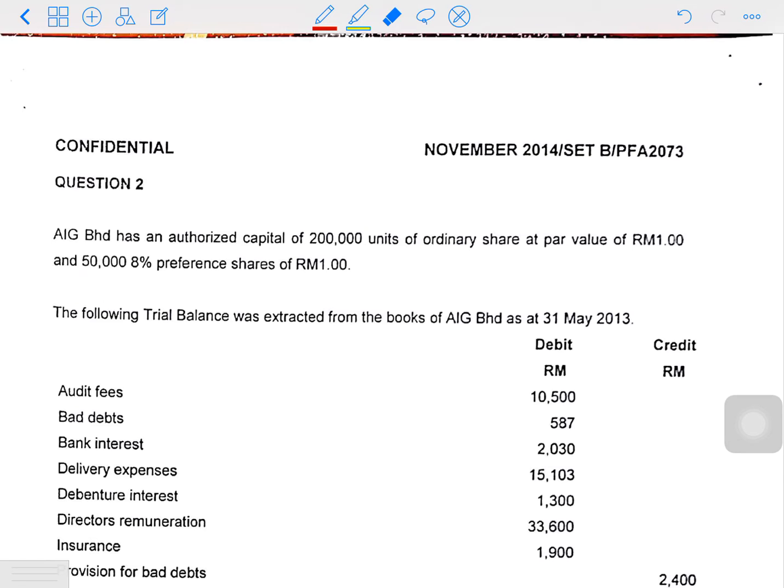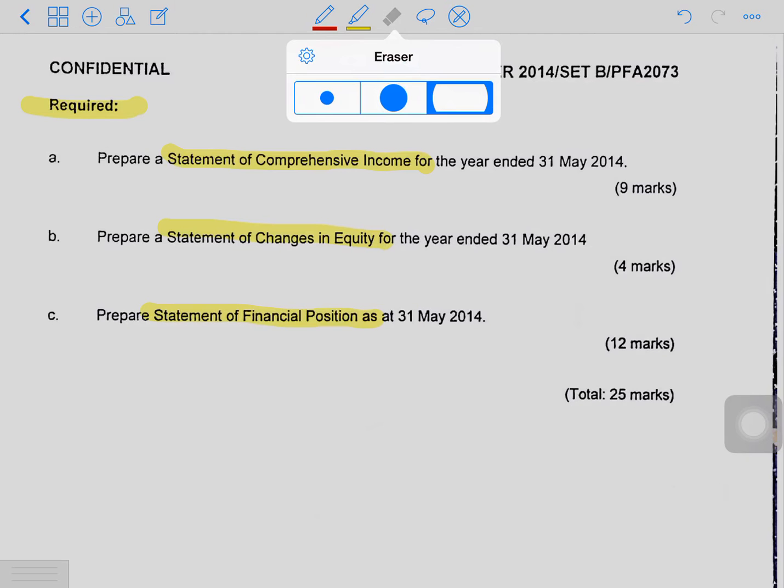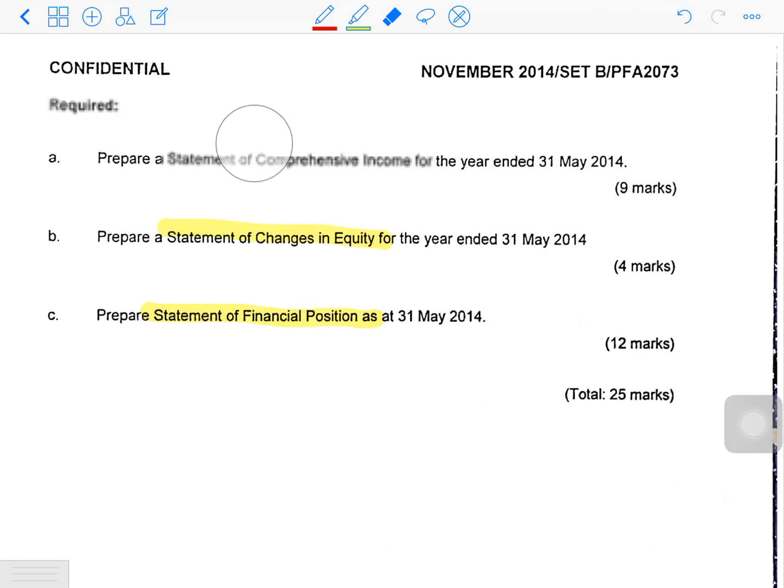Normally the additional information is with regard to closing stock, and there will be 7 to 8 additional items that you need to adjust before you do the question. The question normally asks you to prepare 3 statements: statement of comprehensive income, statement of changes in equity, and statement of financial position.